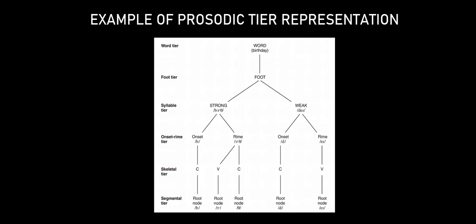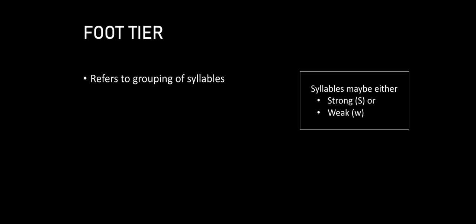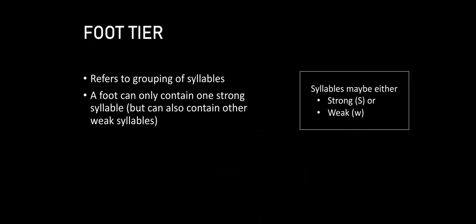Now let's learn what each of these tiers represent, starting with the word tier, which simply denotes words. We can take the same example. The word birthday is at the level of the word tier. Following that is the foot tier, which refers to grouping of syllables. And a syllable could be either a strong syllable or a weak syllable. A foot can only contain one strong syllable, but it can also contain other weak syllables.